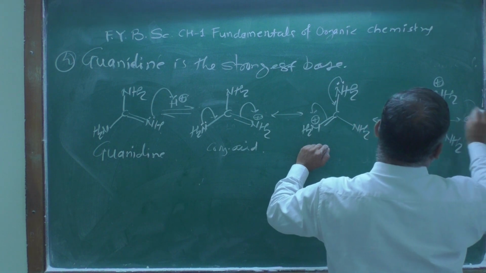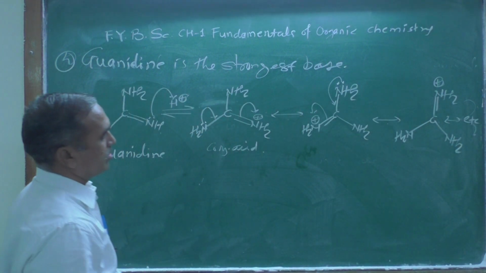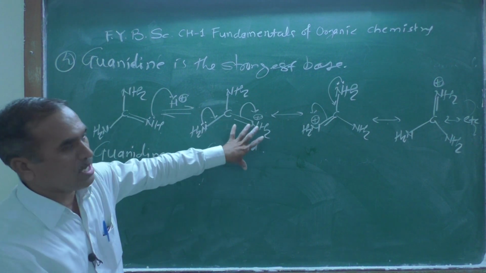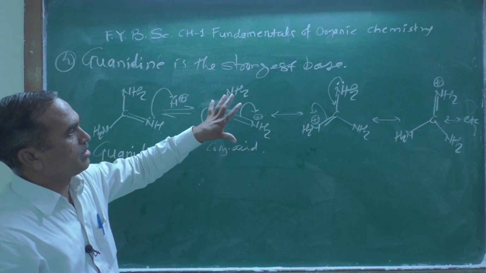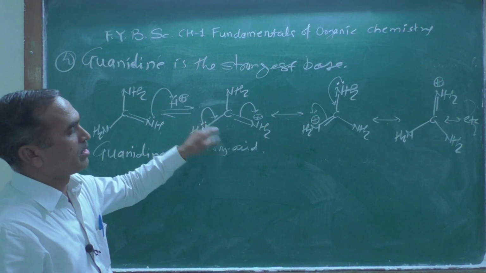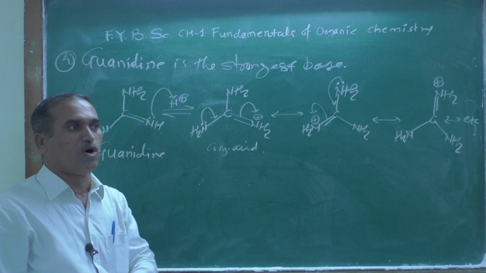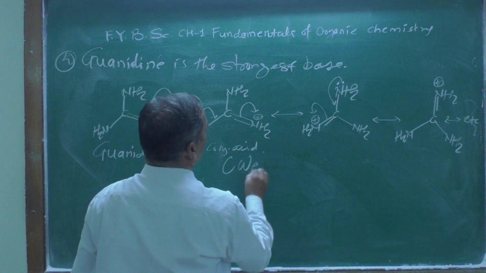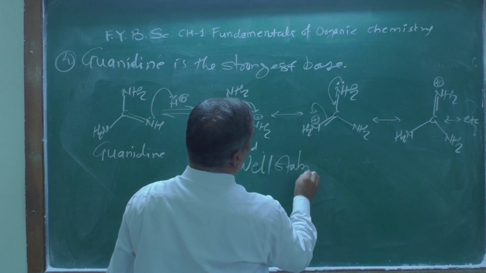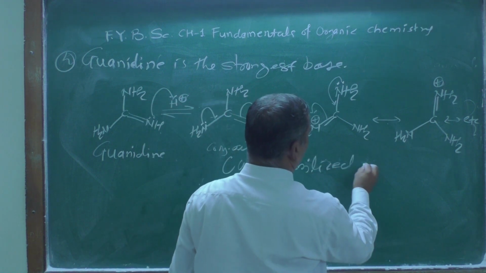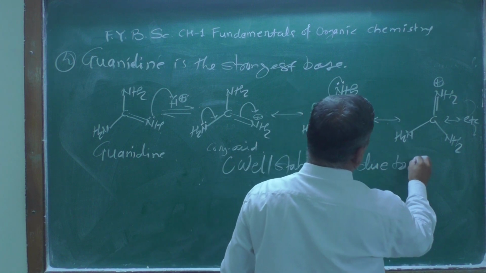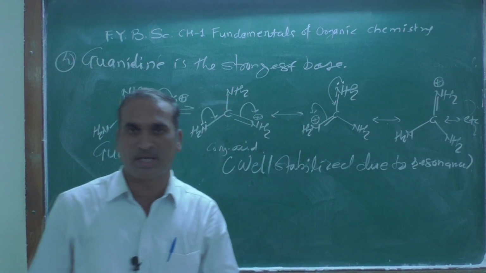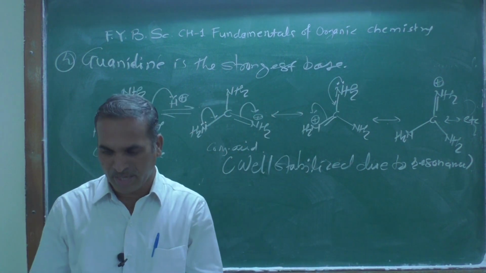In this way, etcetera, you can write. This is the structure of guanidine, and the conjugate acid formed after donation of that lone pair is well stabilized due to resonance. That's why guanidine is the strongest base.